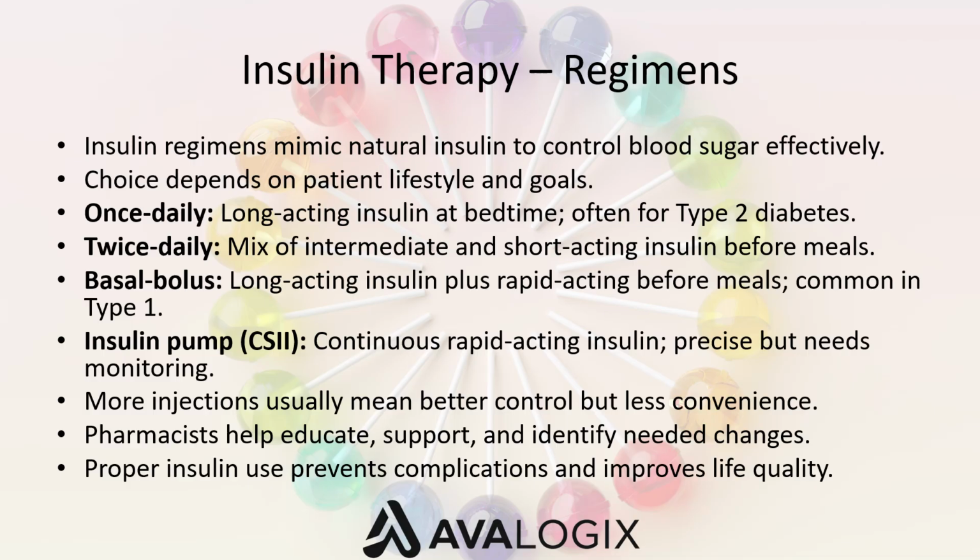The twice-daily regimen involves mixing intermediate-acting and short-acting insulin before breakfast and dinner. This covers basal insulin needs and mealtime spikes. For tighter control, especially in type 1 diabetes, the basal bolus regimen is popular. It uses long-acting insulin once or twice daily for basal coverage, plus rapid-acting insulin before each meal to control post-meal glucose rises. This regimen closely mimics natural insulin secretion.